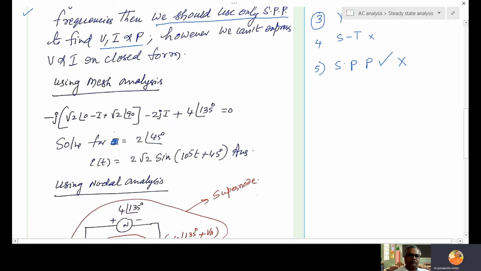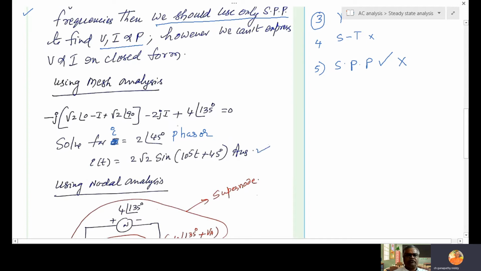Always magnitude and angle is small i. 2∠45. So everywhere small i only. Don't use capital I. Now when you are converting, this is in phasor form. But we want the answer in trigonometric form. 2 is RMS, so 2√2 is maximum. We have taken sine as a reference. 2√2 sin(10^5 t + 45) is the answer.